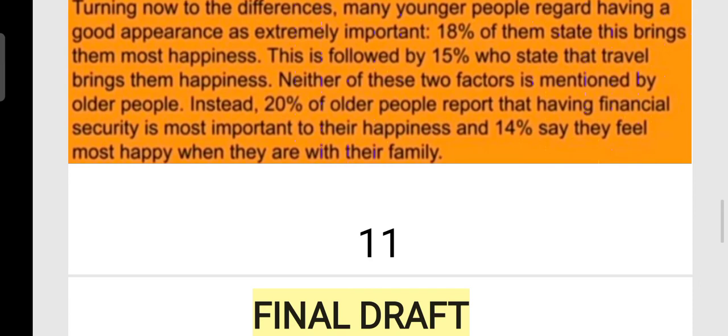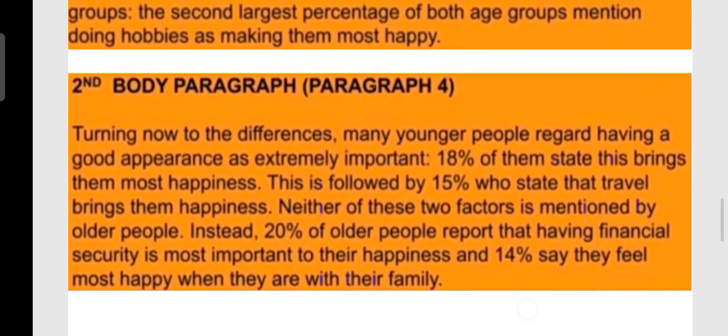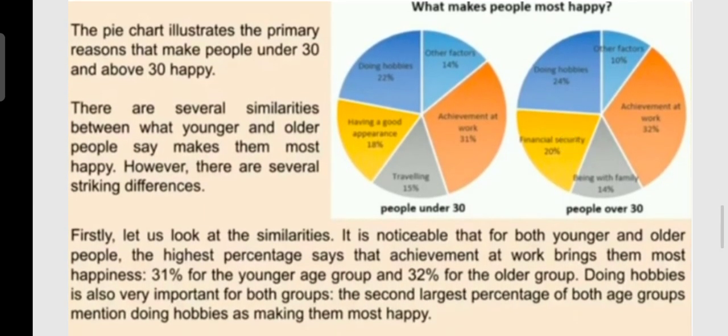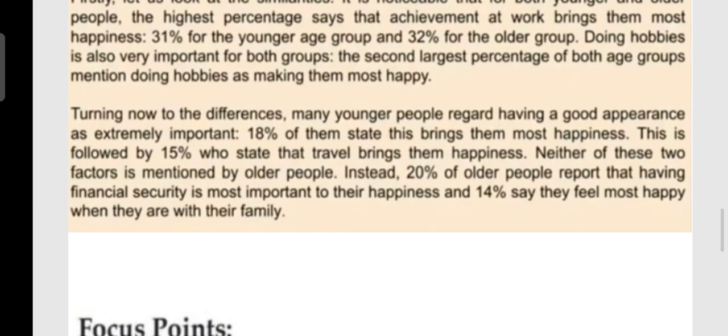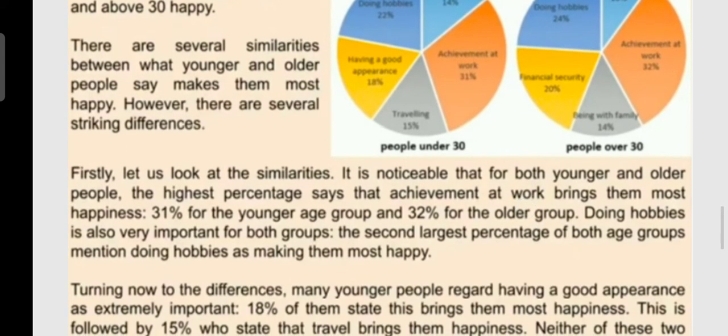Instead, 20% of older people report that having financial security is most important to their happiness, and 14% say they feel most happy when they are with their family. So this is what the analytical paragraph is. Now this is the final draft. The same lines are given there. Now this is the way you have to write the final draft. You have to write like this in the exam.